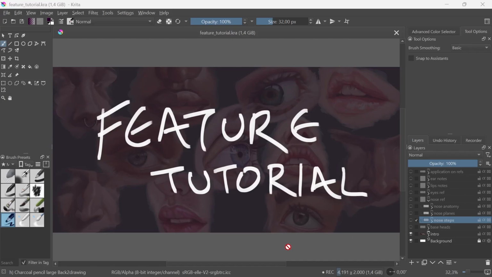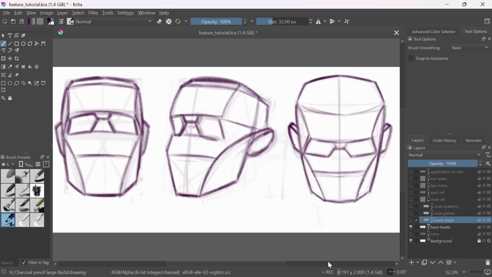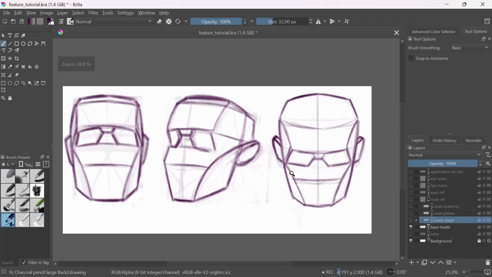Welcome to this face feature tutorial where we're going to go through the different features that the face has, and I'm going to show you how I approach drawing them and what I'm looking for in the face features. So let's start. I have prepared here a set of base heads, as they call them.